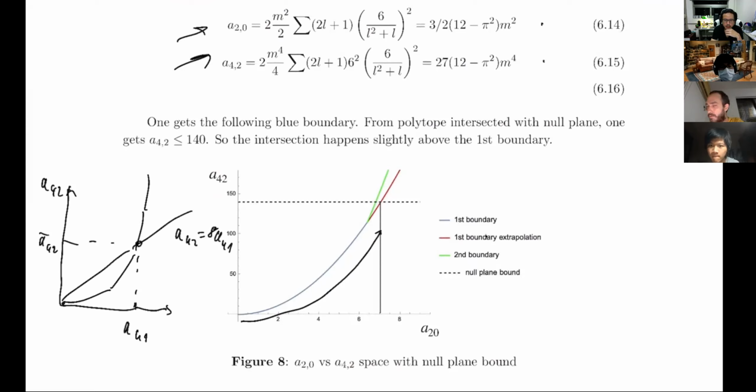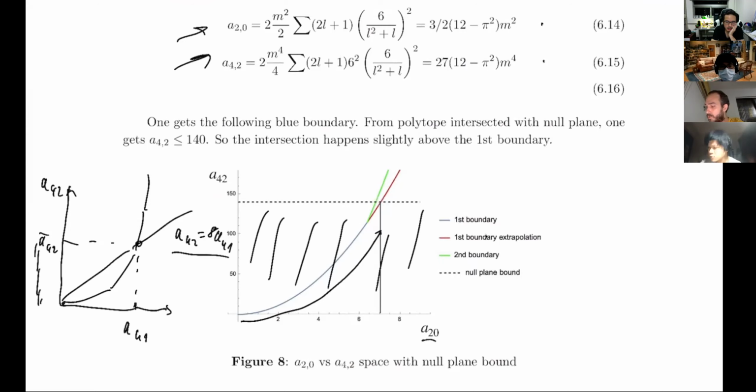Sorry, why is the null plane a line in A42? Well, this is just the null plane, right? I mean, here in figure 8, you're plotting A20 versus A42. Yeah, so here it just means this is the upper bound. So from here, I know that A42 has to be bounded here. So it's somewhere in this region. So then I'm just cutting off here, so it can be anything in here. And then you get the maximum for A20 here.